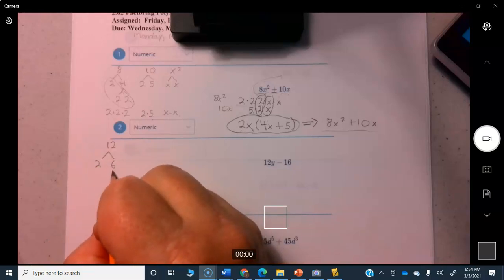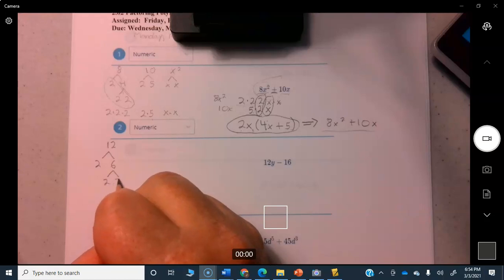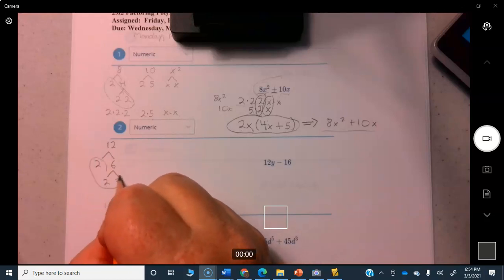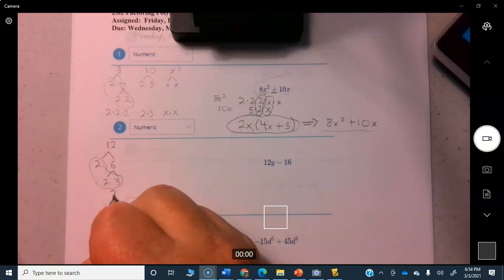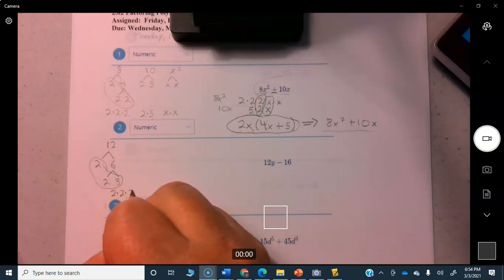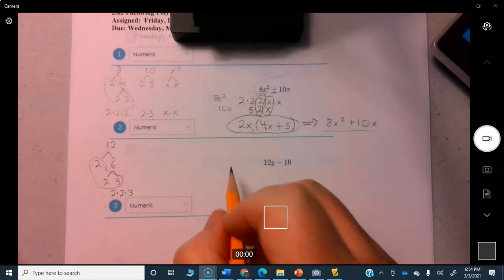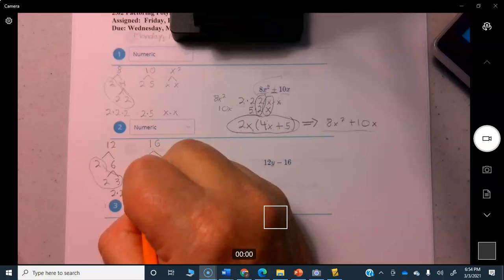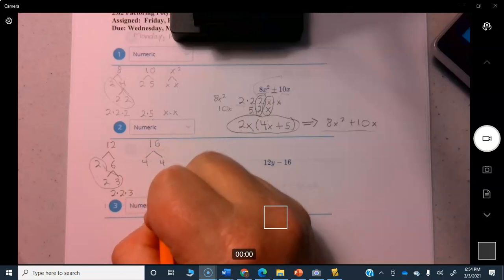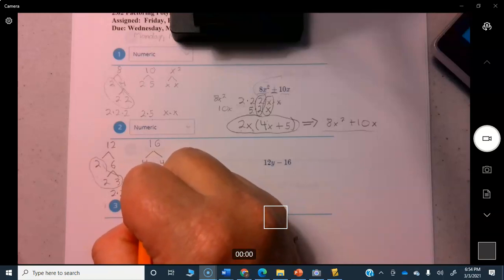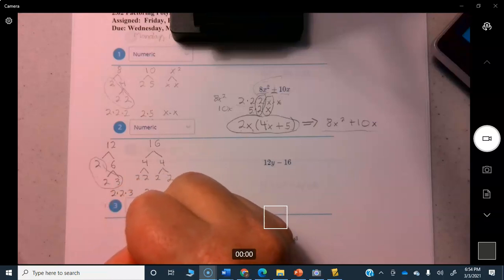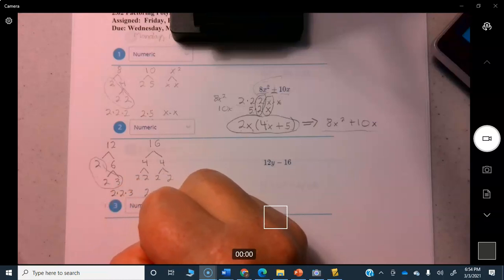2 is a prime number. I can break the 6 into 2 times 3. Those are all prime numbers. These right here, it's everything at the bottom of the branches. So it's 2 times 2 times 3 equals 12. 16, do the same thing. 16, you can break that into 4 times 4. 4 you can break into 2 times 2. This 4 you can also break into 2 times 2. So what we have is 2 times 2 times 2 times 2.